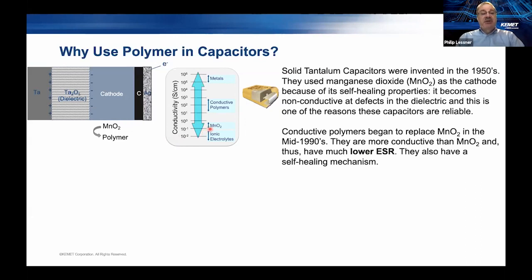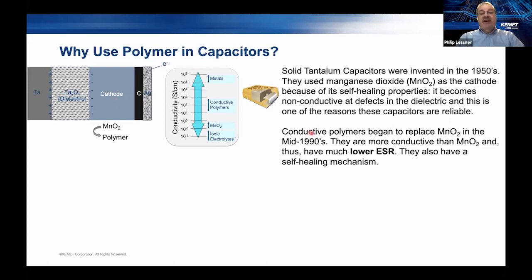An issue with MnO2 is that it's just not that conductive. So in the late 1980s and the early 1990s, after the discovery of these intrinsically conductive polymers, they began to be explored for use in capacitors. The conductive polymers are about 10 to 100 times more conductive than the MnO2. And like manganese dioxide, they also have a self-healing mechanism, which gives the resulting capacitor high reliability when the conductive polymer is used as a cathode.